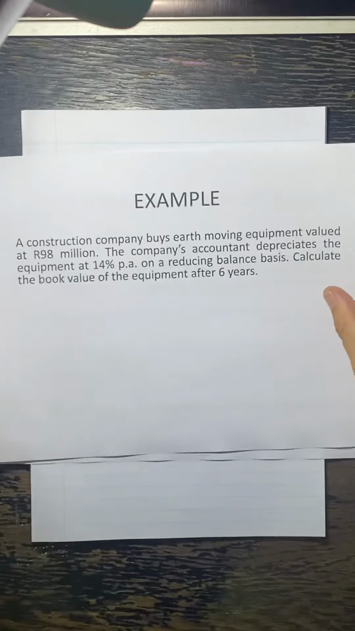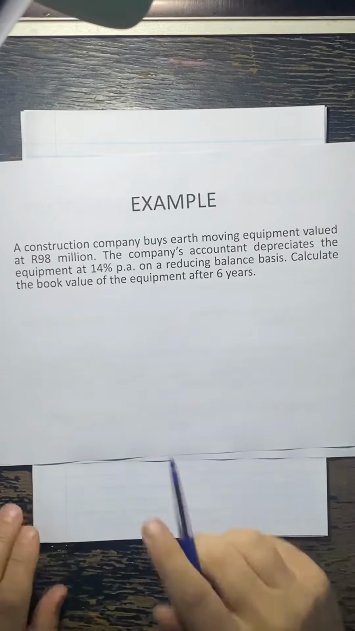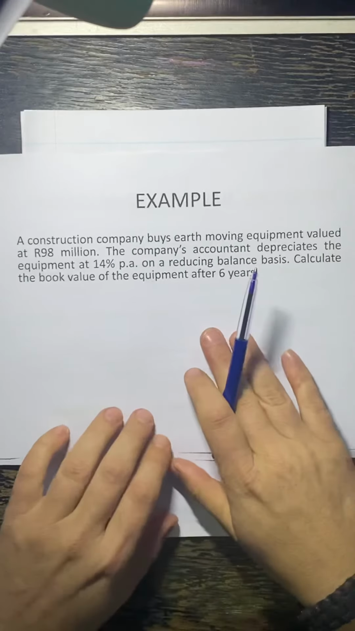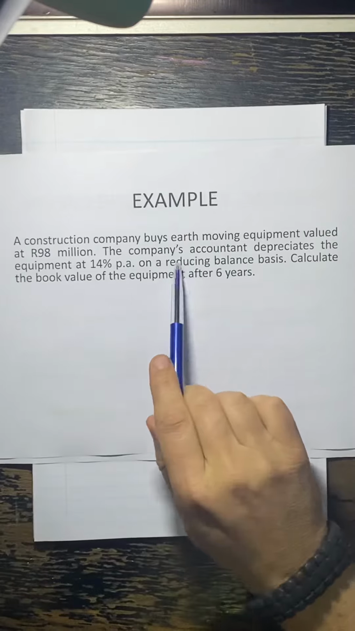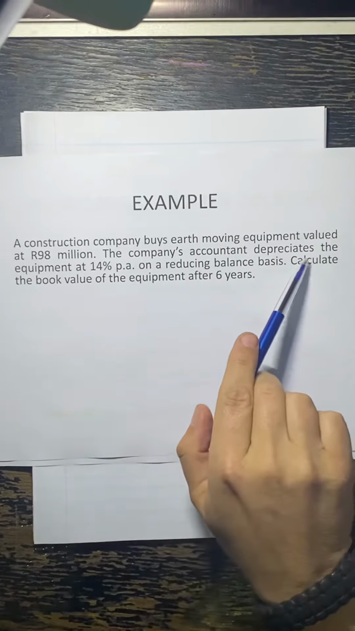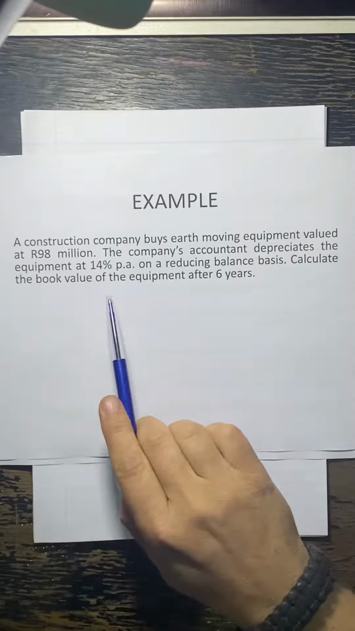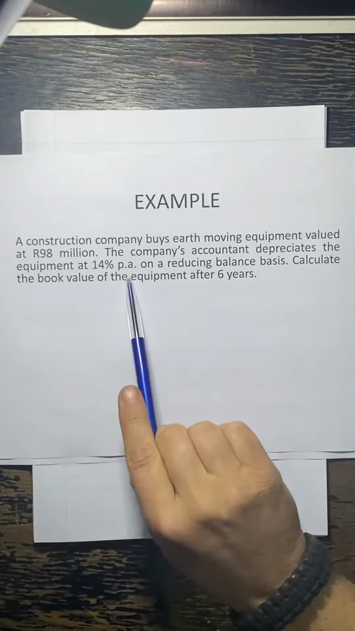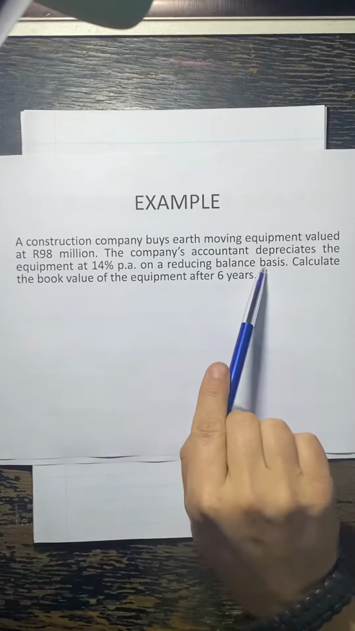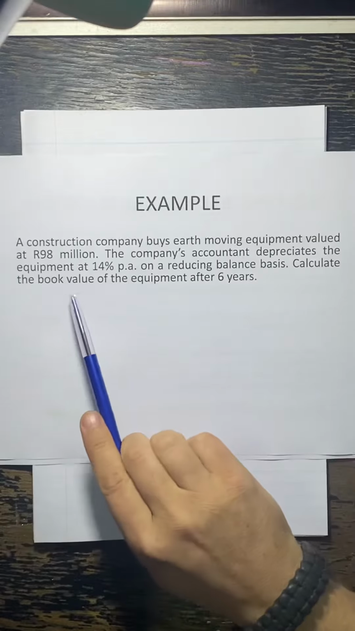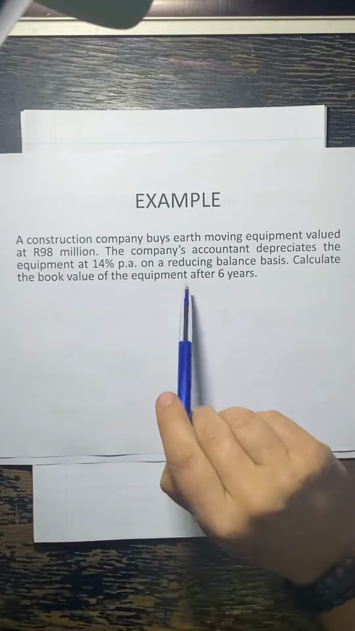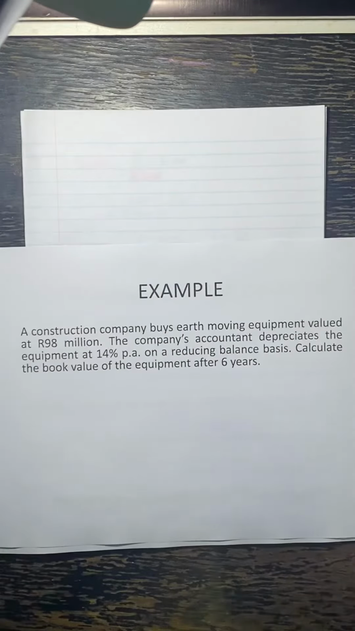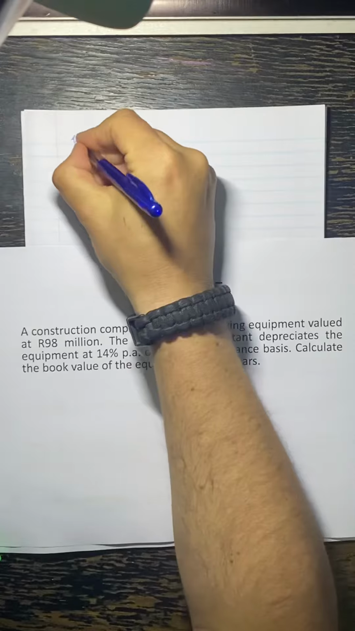If we look at the first example, it's saying here a construction company buys earth moving equipment valued at 98 million rand. The company's accountant depreciates the equipment at 14% per annum on a reducing balance basis. Calculate the book value of the equipment after 6 years. They've been nice here and they've told us that it's a reducing balance. Example 1.